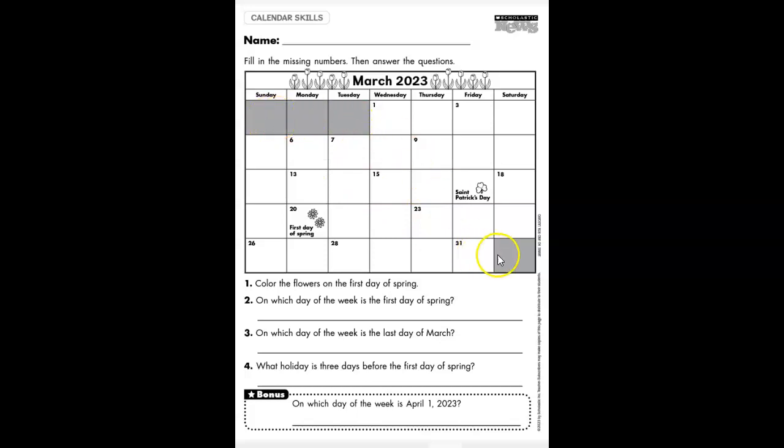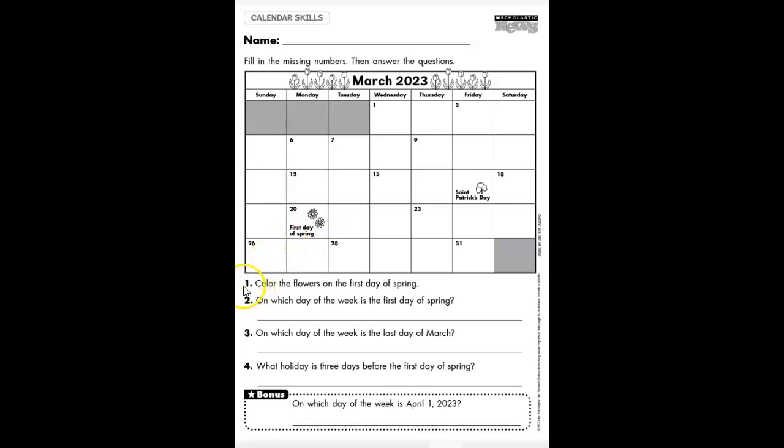These gray spaces are other months. These 3 are February, so we do not need to fill them in because we are doing March. This one would be April, so we are not going to fill this in. March has 31 days, so we are going 1 to 31. So fill in the missing numbers is task 1.